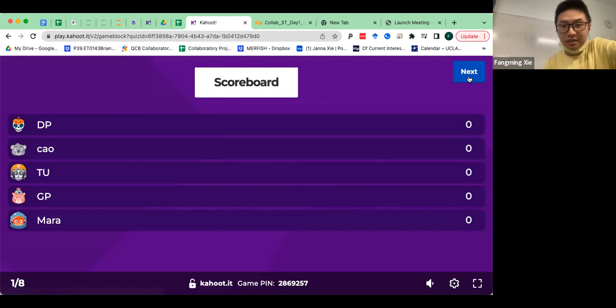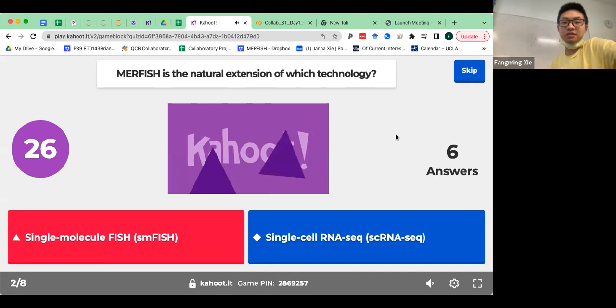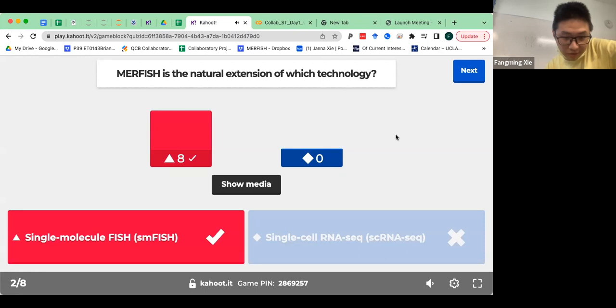Okay, scoreboard. That's nice. Now we are getting into the real questions. Merfish is the natural extension of which technology? Okay, I think it's going too fast, but everyone answered it. Single molecule FISH rather than sequencing. It's by imaging.